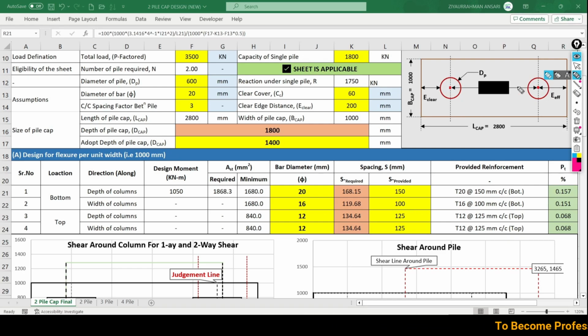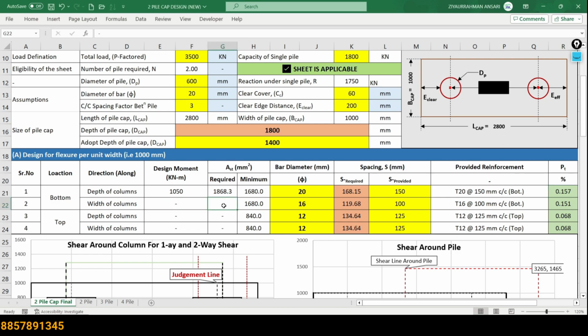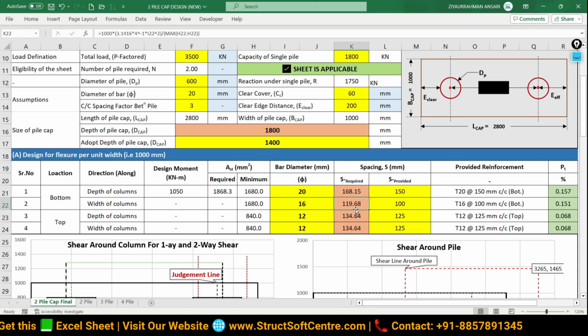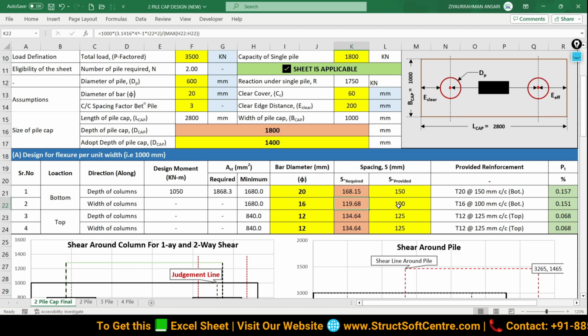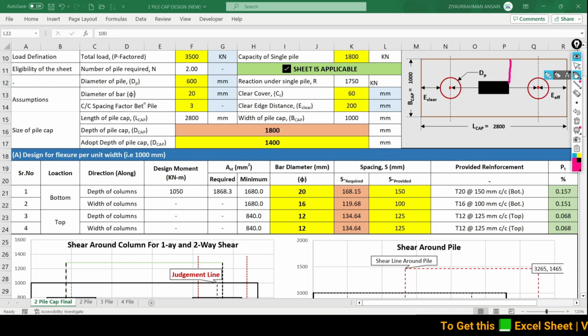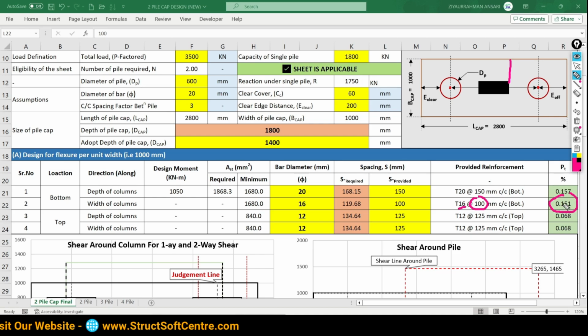Now next, along the width of the column, there is no design moment and no area of design reinforcement required. We only have to follow minimum reinforcement. So I am going to provide 16 mm diameter bar. So 119 mm spacing is approximately required. Instead of that, we are going to provide 100 mm center to center spacing. So that is going to become 16 mm diameter bar at a spacing of 100 mm center to center. So the provided percentage of reinforcement is 0.151, which is more than 0.12%.